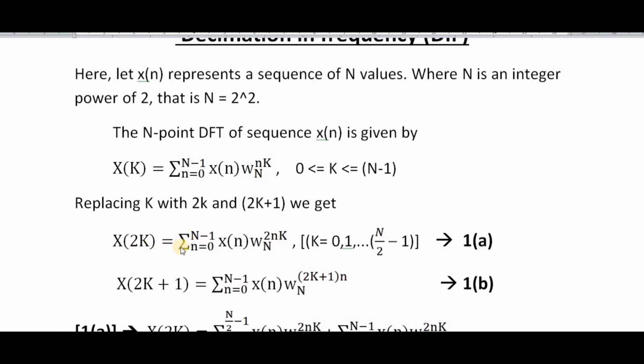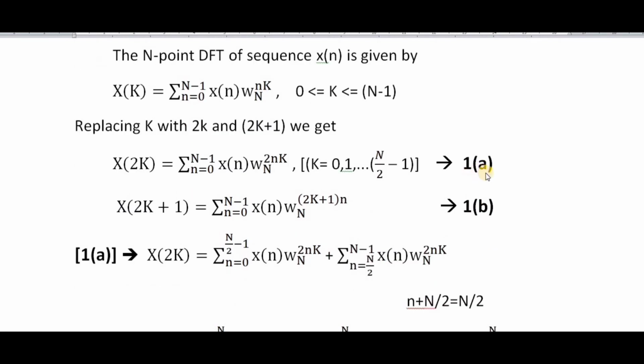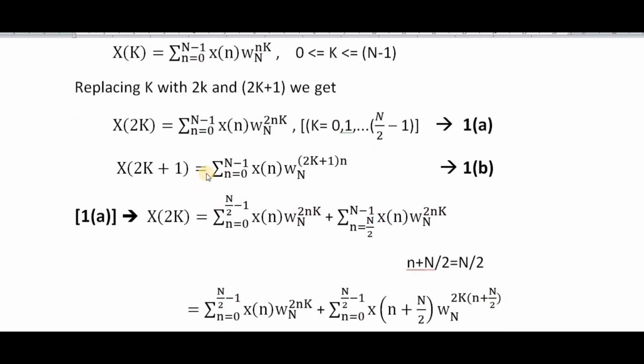So X of 2k is equal to summation n equal to 0 to N minus 1; instead of k, I am going to replace k by 2k. Next I am going to replace this with 2k plus 1. So this is my first equation 1a and this is my second equation 1b. From the 1a equation, I'm going to split this equation into n starting from 0 to N by 2 minus 1 and N by 2 to N minus 1.